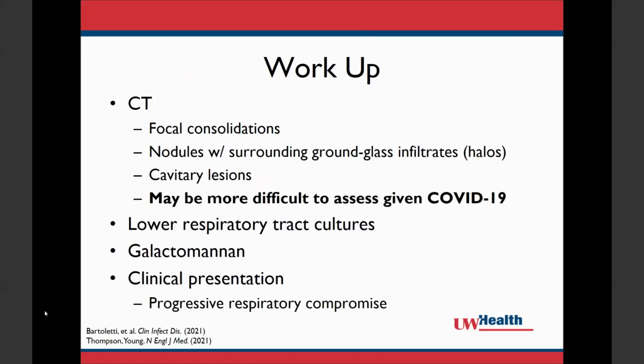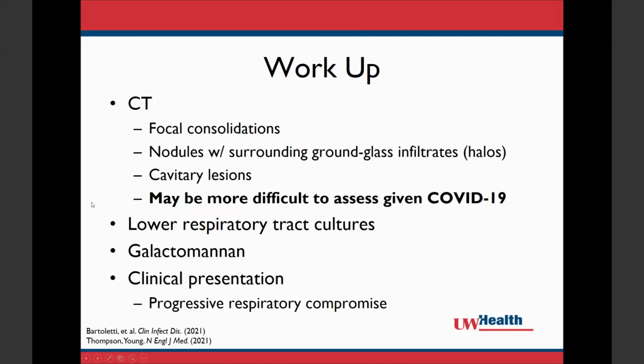And so the workup of CAPA is similar to that of regular invasive pulmonary aspergillosis. The main difference, though, is that imaging won't be as reliable in COVID patients than it would be in a patient without COVID. So we may more heavily rely on other factors for diagnosis and workup.